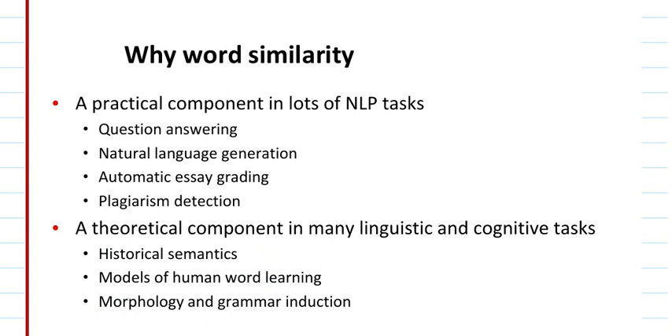Similarly, in natural language generation, essay grading is a problem in which there is an essay written by some person, and the quality of that writing is automatically graded with the help of some task called essay grading, and also in plagiarism detection. So these are things where we can use word similarity.